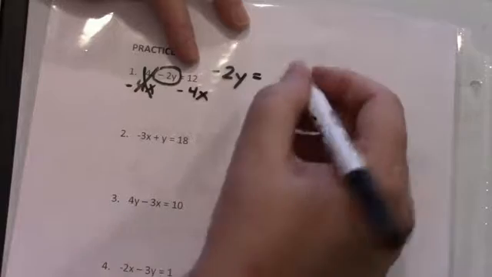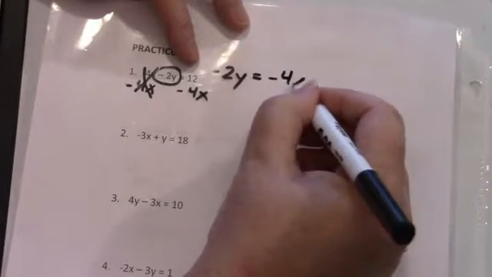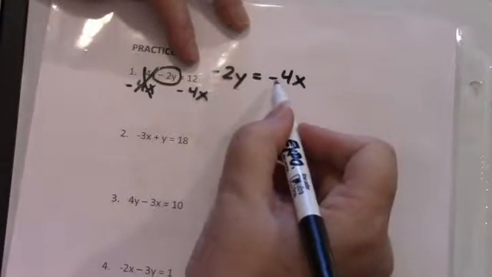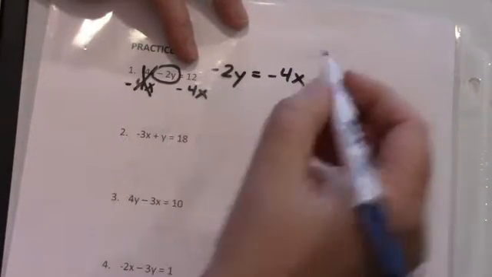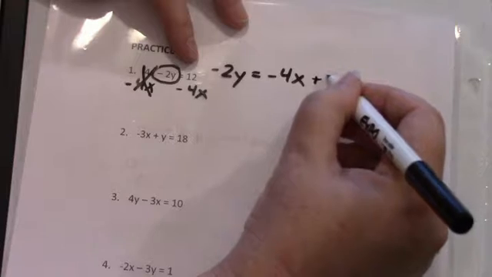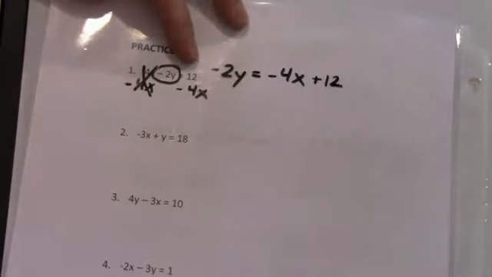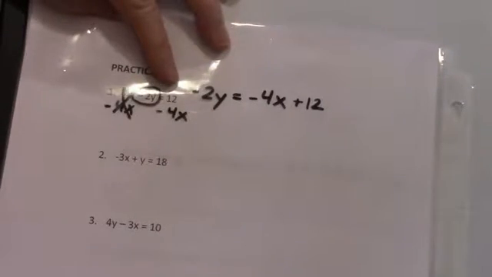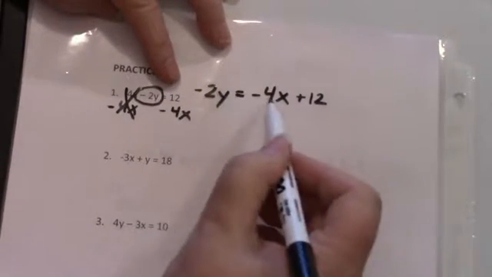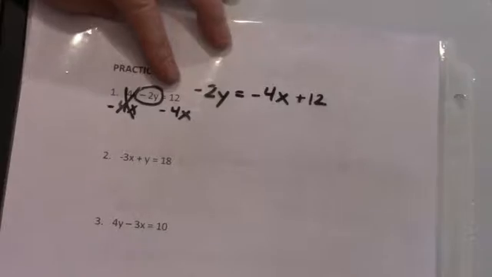But these aren't like terms. So to stay in our form, I'm just going to write negative 4x. And then what happens to this 12? 12 is a positive number, so I'm just going to keep it there, but I'm going to put plus 12 because it's a positive number. And what have I done? I have converted this into y equals mx plus b, almost.